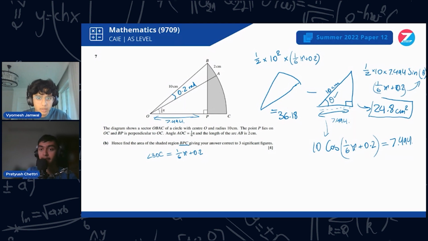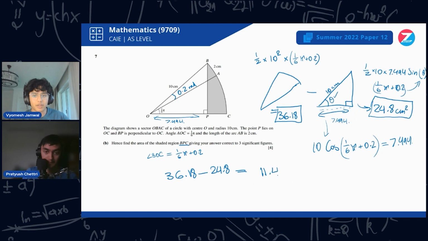And then with that, we have gotten two areas, right? To find the shaded region, we just need to subtract them from each other. So it's going to be 36.18 minus 24.8. That will give us 11.4 when we round it off to three significant figures. And there we go.